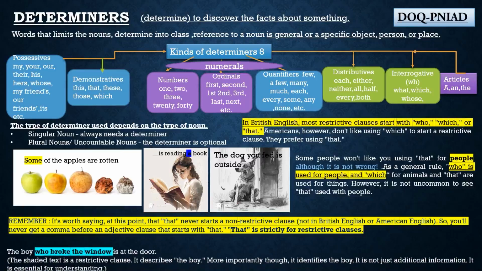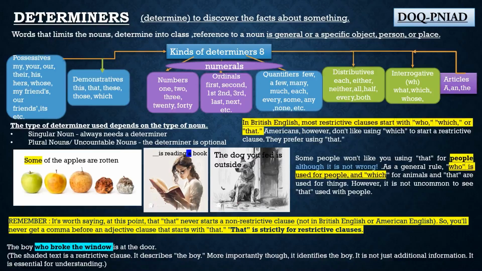Now we take one example. This is an example of a restrictive clause, the defining clause. The boy who broke the window is at the door. The shaded text here is the restrictive clause. It describes the boy. More importantly, though, it identifies the boy. It's not just additional information, it's essential for understanding.